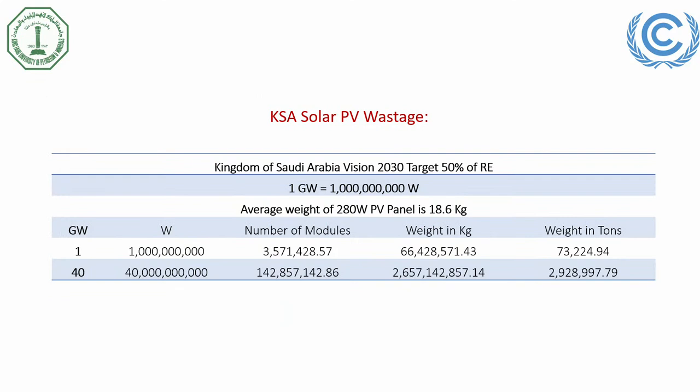In rough arithmetic, just basic multiplication and division, if the Kingdom reaches the 2030 target, after 2045 it will have 2.9 million metric tons of solar PV module waste. We have an ambitious target of 50% renewable energy by 2030. Let's be realistic: if we achieve this target, with a 20 year life of the PV module, by 2050 how much solar PV waste will there be? 2.9 million metric tons. This is just basic arithmetic. If we do a technical parameter-based calculation, then it might be more.